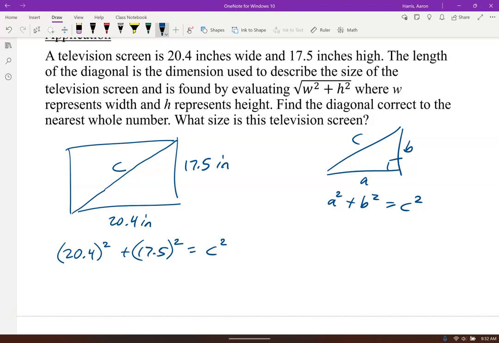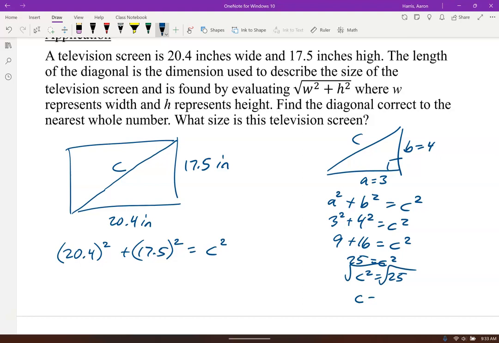And so how do you solve that? You know, if you have, like, for example, if this is 3, this is 4, 3 squared plus 4 squared equals c squared. 3 squared is 9, 4 squared is 16. So 25 equals c squared. C squared equals 25. How do you undo the square? You square root it. So you get c equals 5. All right. So that's what we'll do here.